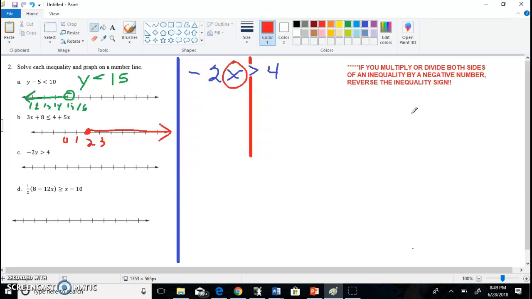So let's look at this one. Negative 2x is greater than 4, so I'm going to divide both sides by negative 2. Okay, so negative 2 divided by negative 2 is positive 1. That leaves x. 4 divided by negative 2 is negative 2. However, I need to reverse this inequality sign. It's no longer greater than, it is now less than.